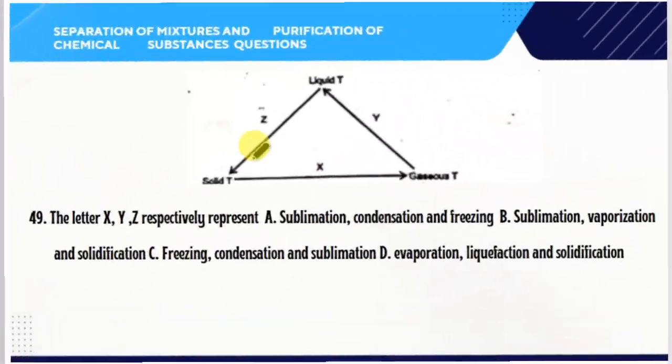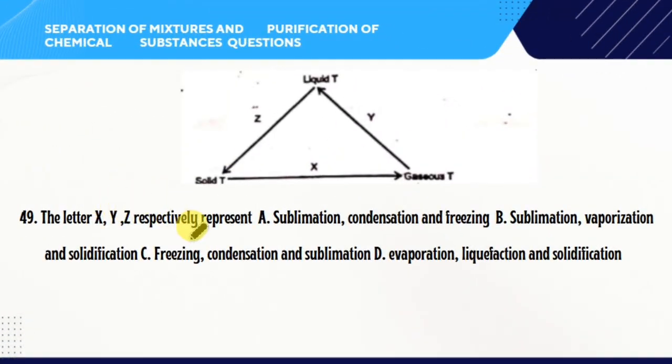The letters X, Y, and Z represent what? So we are moving from solid to gaseous state for X. That's directly from solid to gaseous state without passing through the intermediary liquid state. That's sublimation. So X is sublimation.